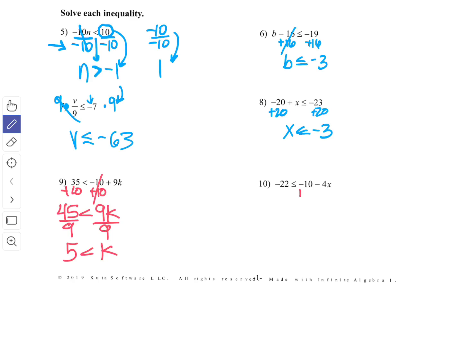For number 10, again, we start out by adding 10 on both sides. -22 plus 10 is -12, is less than or equal to. Keep that negative with that 4. Divide by -4 on both sides. See, now we go from a negative divided by a negative, which gives us a positive. That becomes 1. Divided by a negative, so now that's going to change. And so it's 3 is greater than or equal to x. Okay?